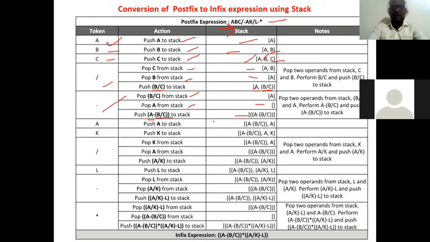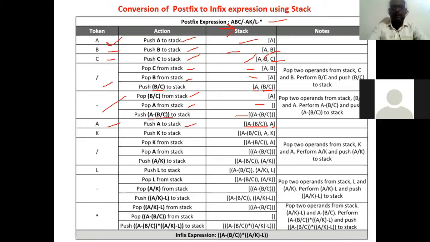Next symbol is A. A is an operand, so directly you need to put it into the stack. So push A into the stack. So this is one complete operand 1, and after that you have added A. The topmost element of the stack is A.